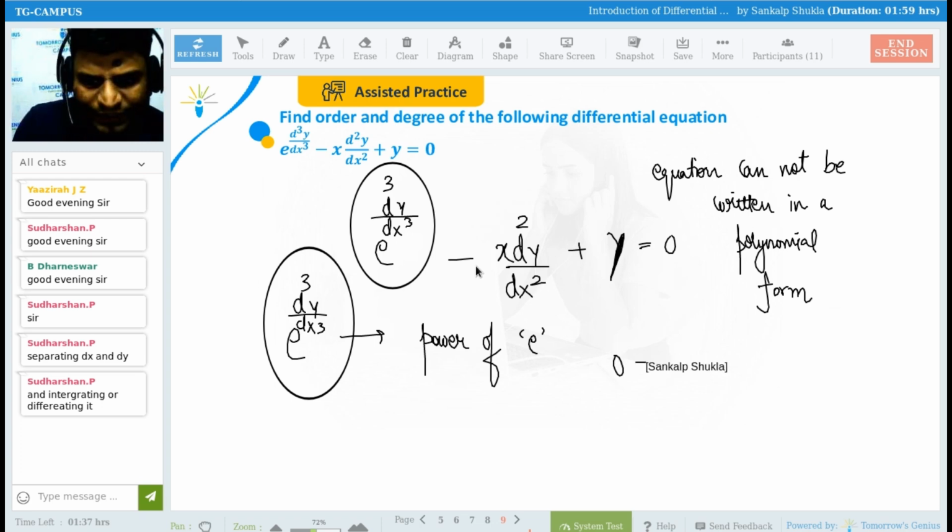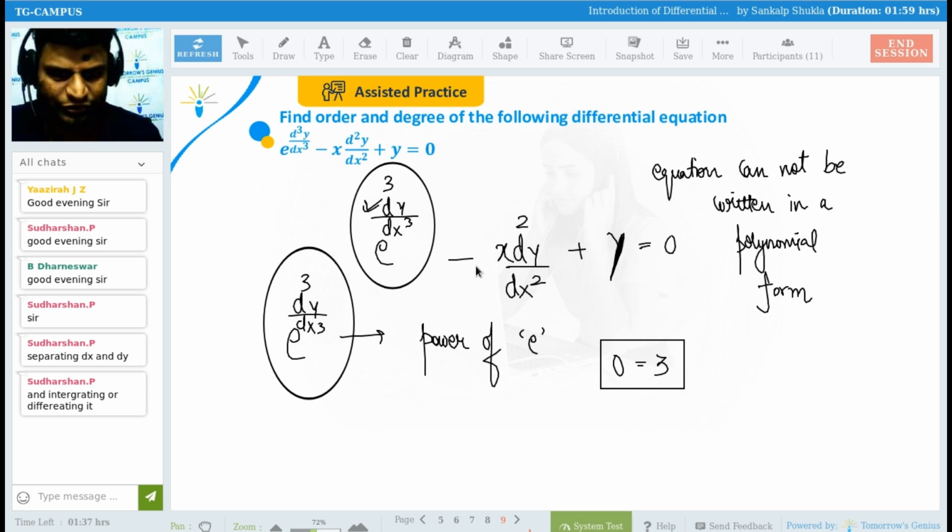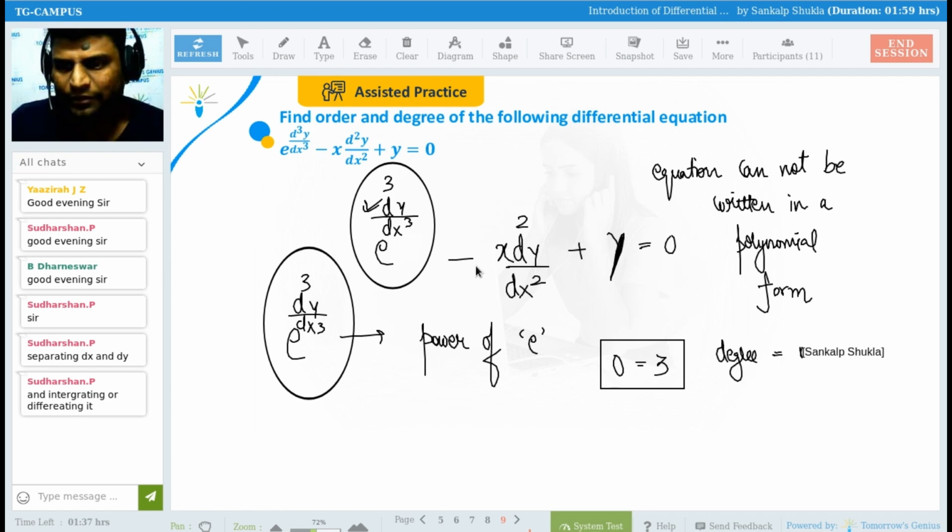So yes, order is 3. Why order is 3? Because we can see that d3y upon dx cube is there. That is for sure order 3. But degree is not defined, because we cannot write this differential equation into a polynomial form. Yes, very good. So degree is not defined.